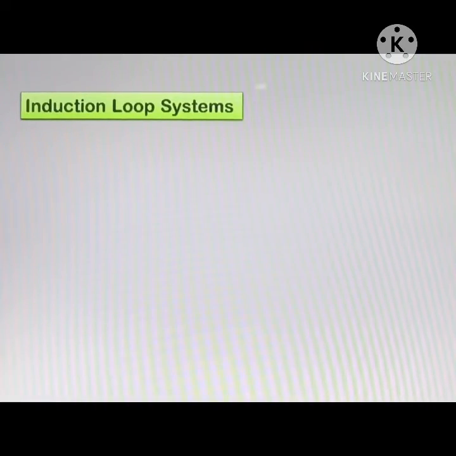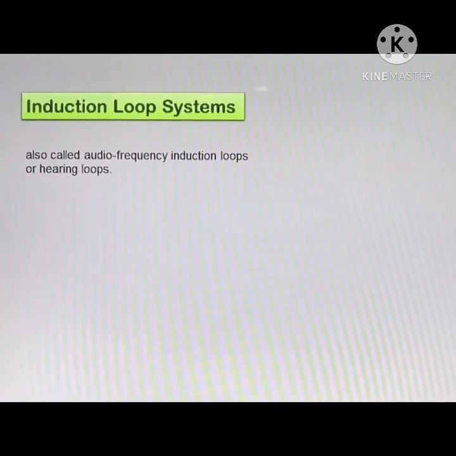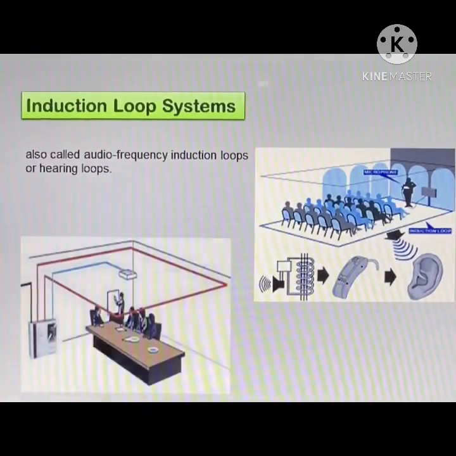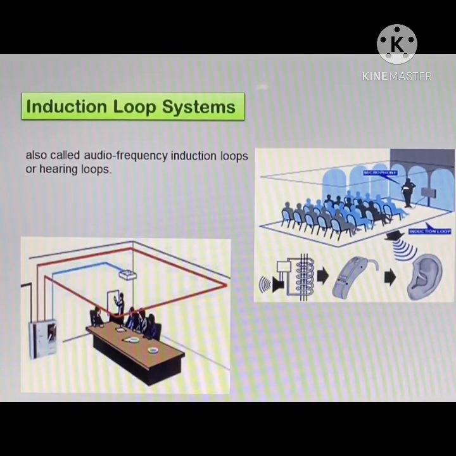Another example for students who are deaf is induction loop systems, also called audio frequency induction loops or hearing loops. Induction loop systems work with hearing aids. The loop wire goes under the carpet or in the ceiling. The wire connects to a microphone. An electrical current moves through the wire when someone talks into the microphone.